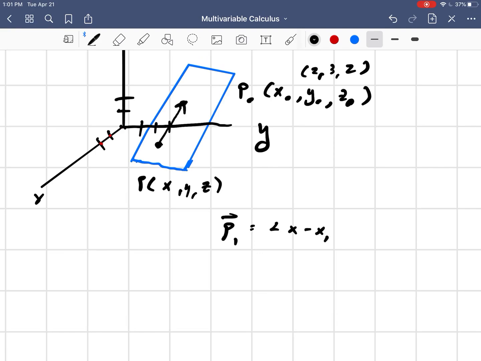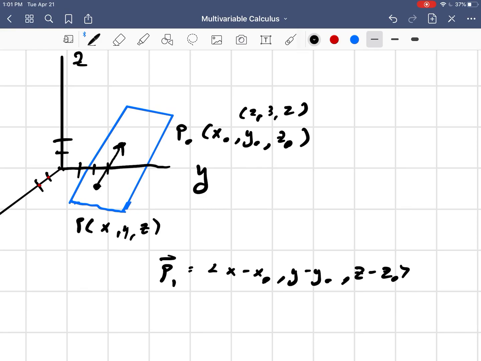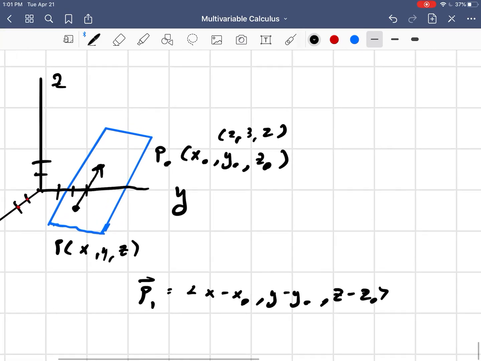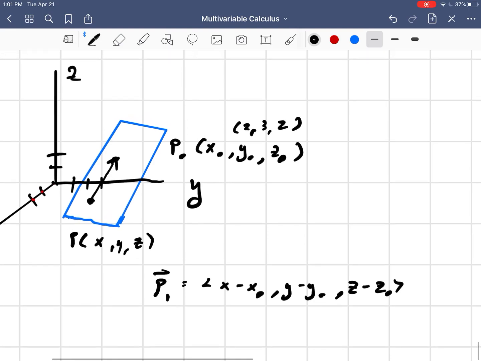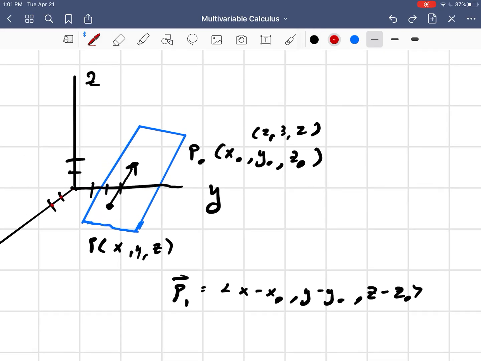And so this vector, call it the vector, I don't know, p sub 1. And it's going to be the vector x minus x naught, y minus y naught, z minus z naught. It's going to be that vector. In other words, we take the generic point and subtract off the values for the specific point, because that would be this distance here. That would be the length of that vector.